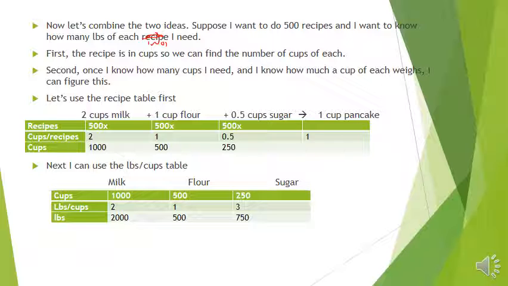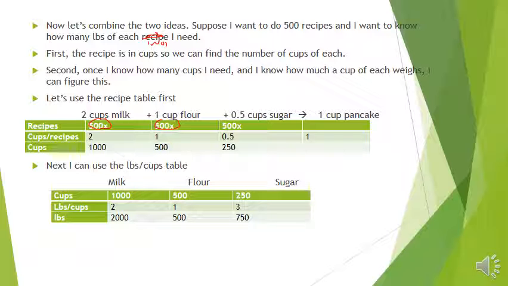First, the recipe is in cups, so we can find the number of cups of each. I have 500 recipes, and I know the recipe has it in cups per recipe. But that's not going to be what I want. I want pounds. But you can't go directly from recipes to pounds. First, you have to figure out how many cups there are. Then once you figure out how many cups there are, you can figure out the number of pounds.